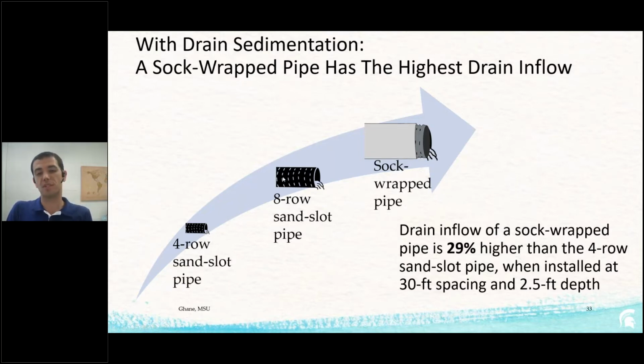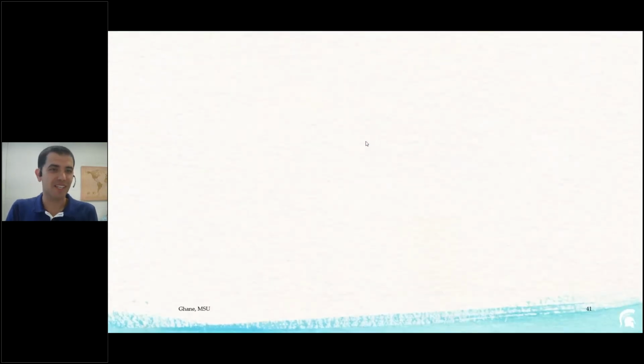And 8-row obviously is in the middle in terms of how fast it drains. So it's a huge difference between the two, how fast it can drain. But of course, there's an extra cost with this sock that goes over. But the economics is complex because it also affects crop yield. So that's something very site specific.